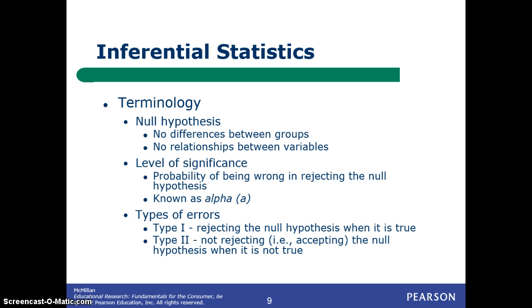And then types of errors. Type 1 error comes about when rejecting the null hypothesis when it is true, and type 2 is not rejecting or accepting the null hypothesis when it is not true. Most research articles do not actually report type 1, type 2 errors. Sometimes when those come about, the researcher retools the study because ultimately we want to avoid type 1 and type 2 errors.